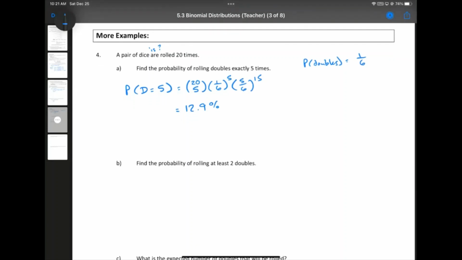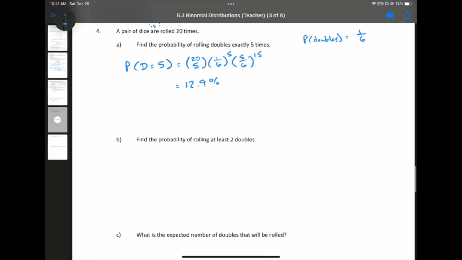Okay. What is the probability of rolling at least 2 doubles? Ooh, okay, this one's going to be a little bit different. Just a little bit, not too much. So probability of at least 2 doubles. How do I write that? Well, at least 2 doubles means that doubles has to be greater than or equal to 2. So now I have an inequality in there. That doesn't really change anything. I still understand what that means.